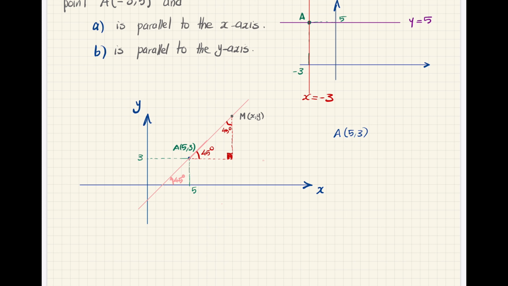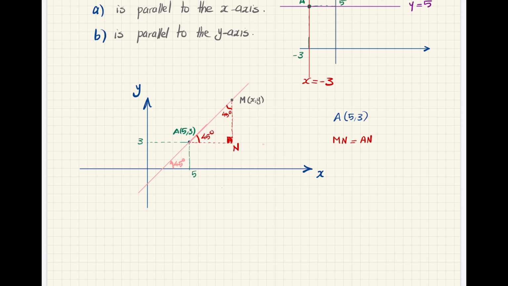And then, again, geometry. If I have a triangle in which two angles have the same size, I can immediately conclude that this triangle is an isosceles triangle, yes? Meaning that if I call this point N, it means that MN is equal to AN. Everyone agrees? Okay? Is that clear for everyone? MN is equal to AN. Good.